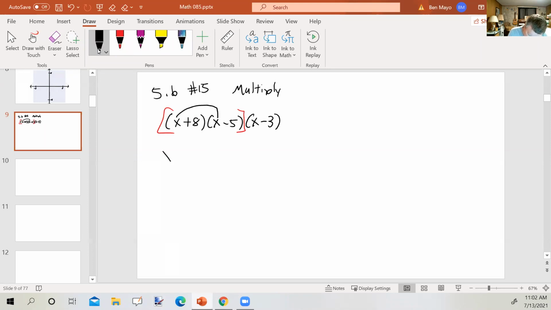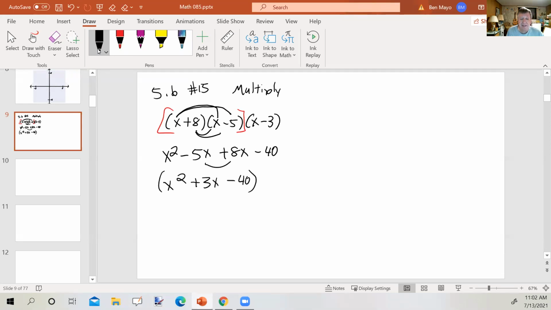X times x is x squared. X times minus 5 is minus 5x. 8 times x is 8x. 8 times negative 5 is minus 40. Combining like terms, we get x squared plus 3x minus 40.